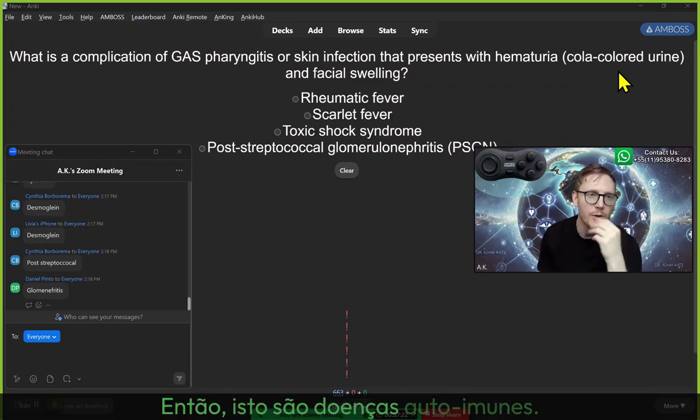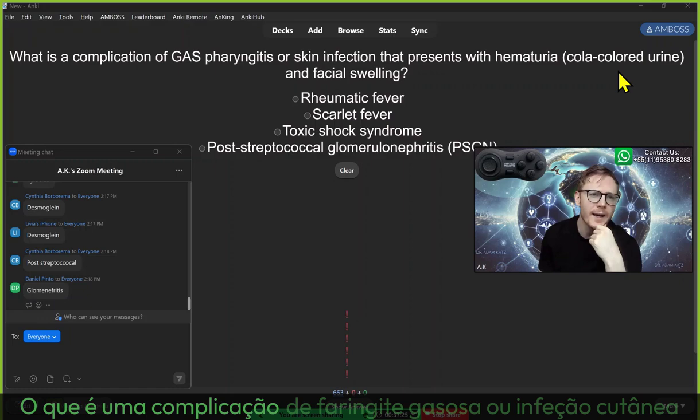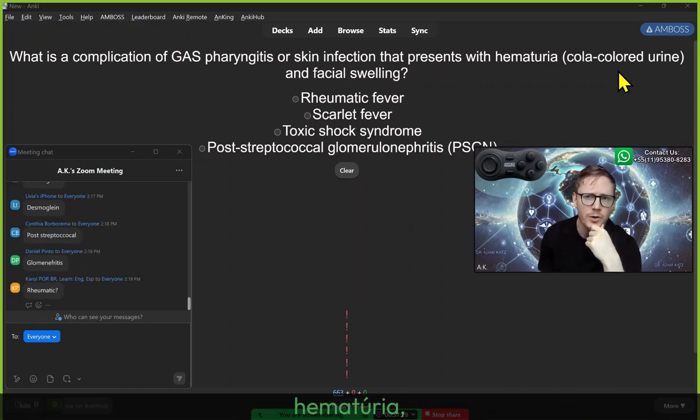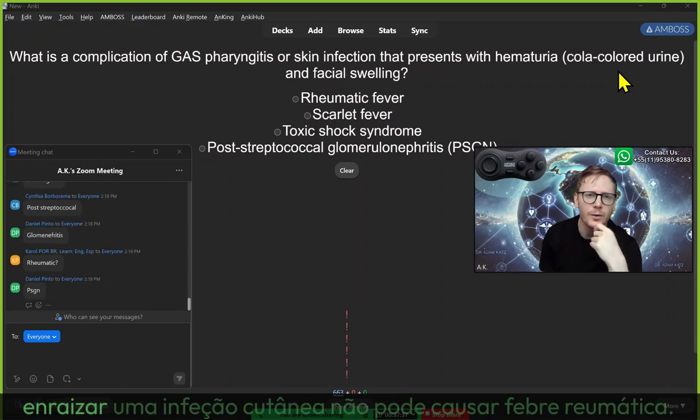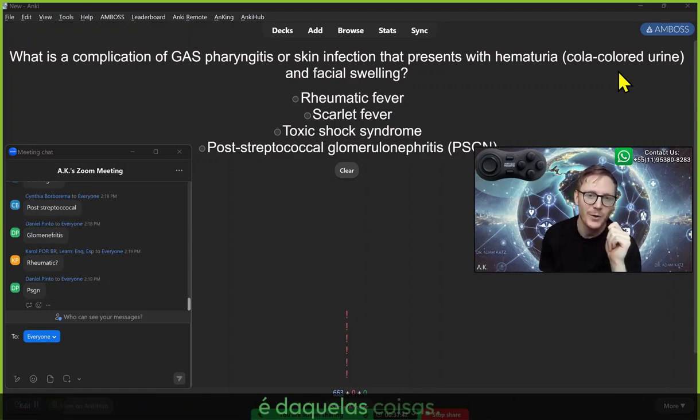So that's autoimmune disorders. What is a complication of GAS pharyngitis or skin infection that presents with hematuria, cola-colored urine, and facial swelling? Yeah, rheumatic fever, right? So rheumatic fever or skin infection. A skin infection actually can't cause rheumatic fever. That's one of those things.